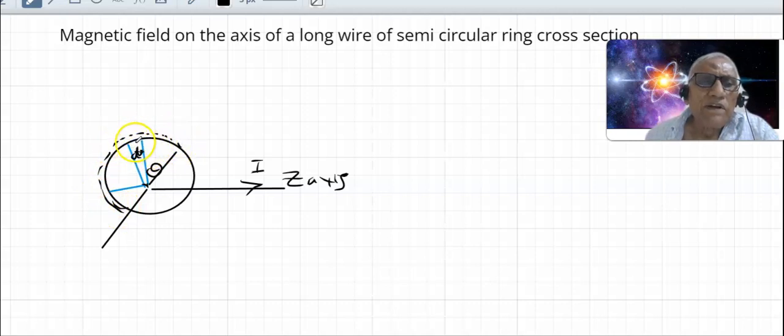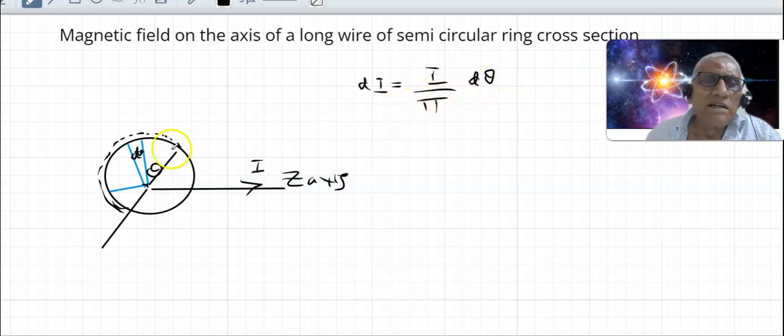So we can take a small strip of this wire of cross section d theta. The current which is going through that, dI, is nothing but, now the current which is going in this total semicircular ring, I, is a current per unit radian, so I by pi into d theta gives us the current which is going through the strip in the angle d theta. So this is the current which is flowing.